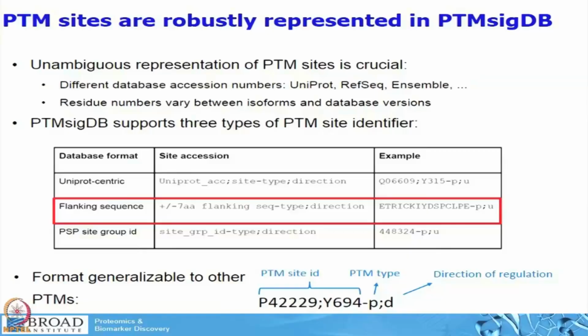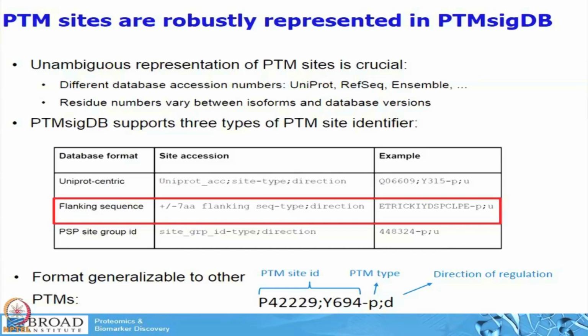And this is an even more severe problem if you look at PTM sites. So how do you robustly represent a PTM site? There are different ways we try to approach this problem. One is UniProt-centric. UniProt is a highly curated protein database. So we picked UniProt and we represent the site as UniProt ID, the modified residue, and the PTM type. And in this database, we also have information whether it goes up or down in a specific pathway or perturbation.